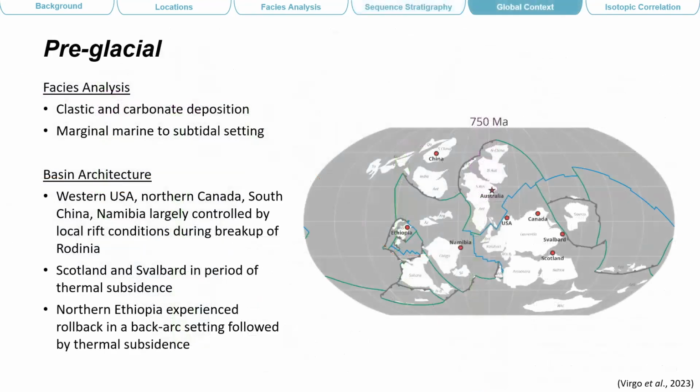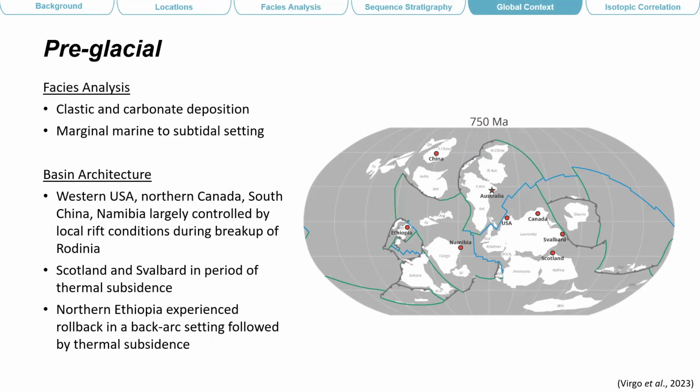Cool, so you can't really see, but what I wanted to do was just think about how this all fits into the global context. Obviously understanding our basin is super important, but trying to see how it fits in to the wider scheme of things can be quite useful. And I wanted to just pick out a few key sites and a few key basins in other areas to see how they compare to our section. So as you can see, I've highlighted South China, Northern Ethiopia, Namibia, Western United States, Northern Canada, Svalbard and Scotland, just as a few examples.